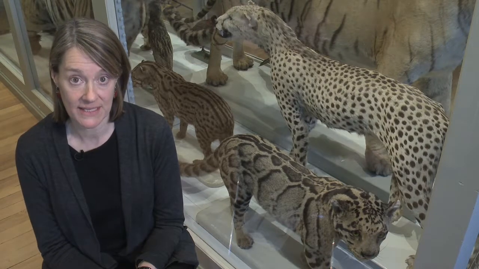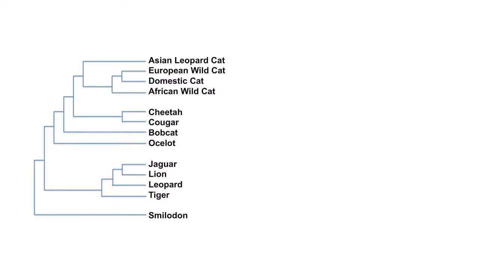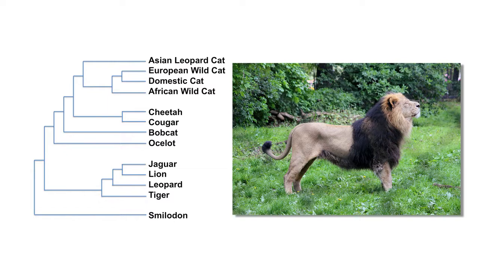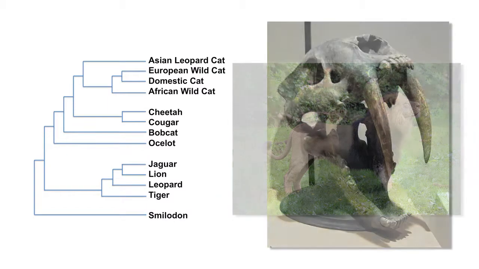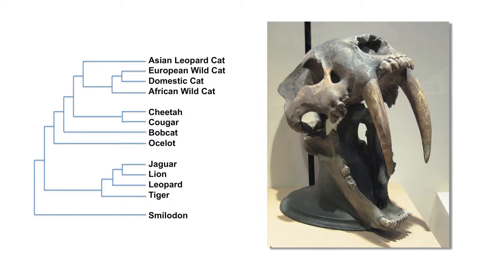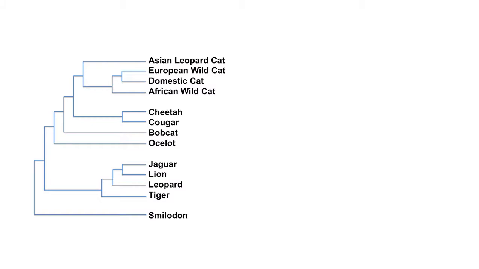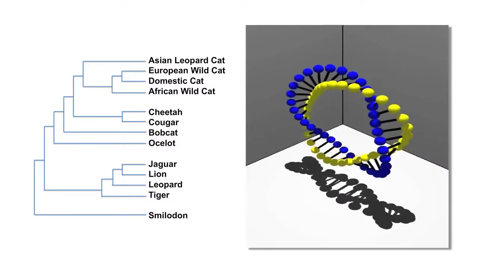That surprised me. The scientists who created this tree used a variety of data types. They did what you just did. They compared the morphology, that is the physical form and structure, of the cats considered. They also looked at fossils as evidence for relatedness among the different species. Finally, they compared DNA sequences.